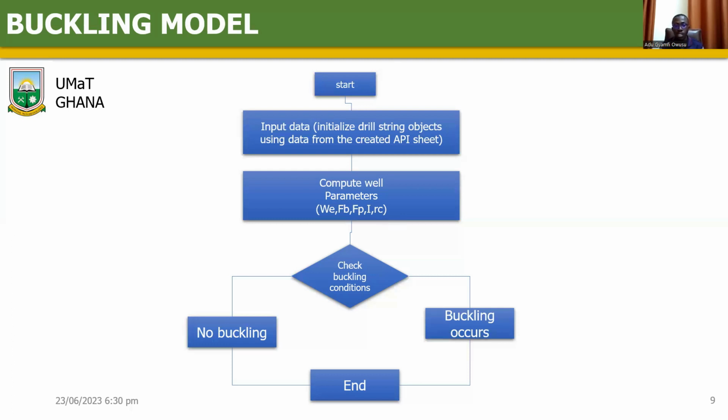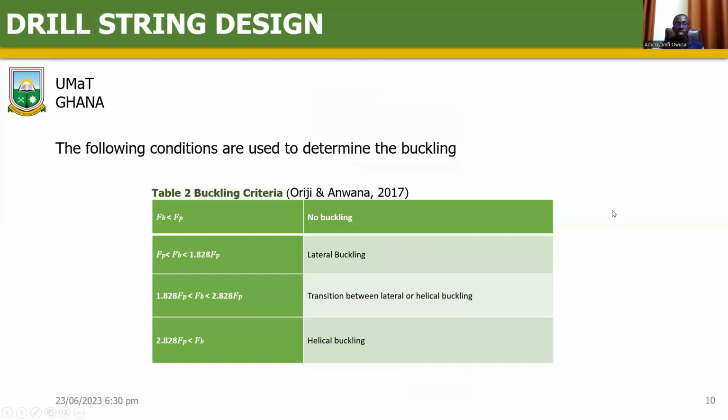So if buckling occurs, it outputs it. If there is no buckling, it shows. So these are the conditions for which buckling works. So if the FB is less than FP, that means no buckling occurs. If not, it's either a lateral or helical buckling. But our main attention was on the first condition, that whether buckling occurs or not.